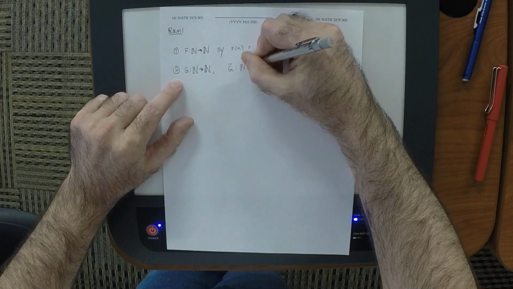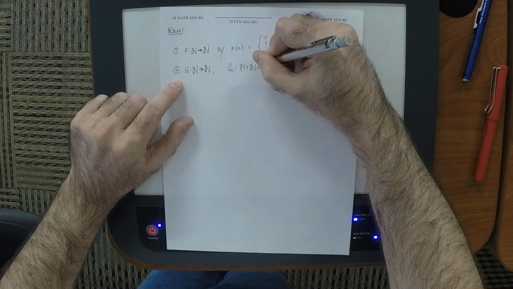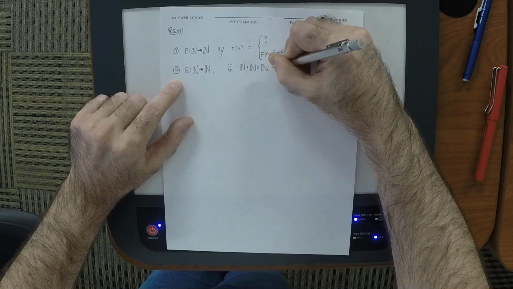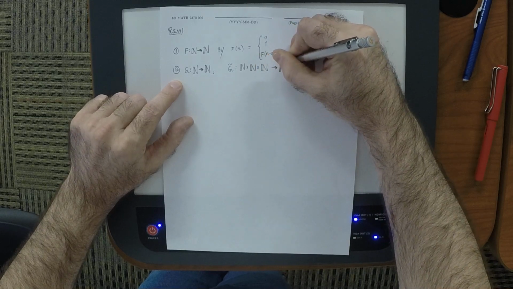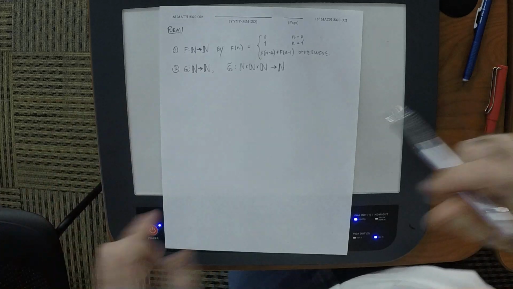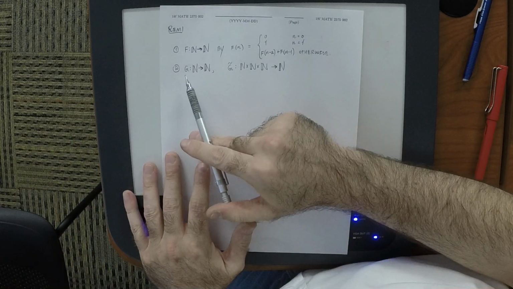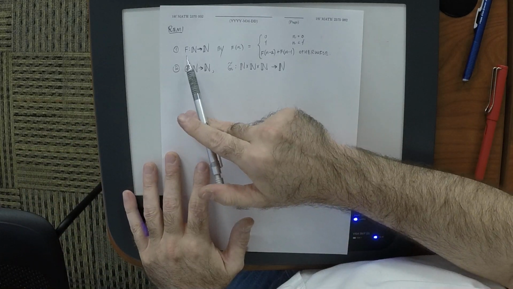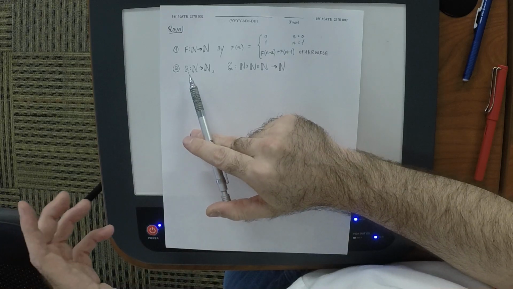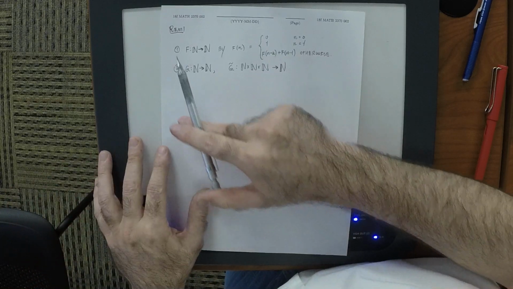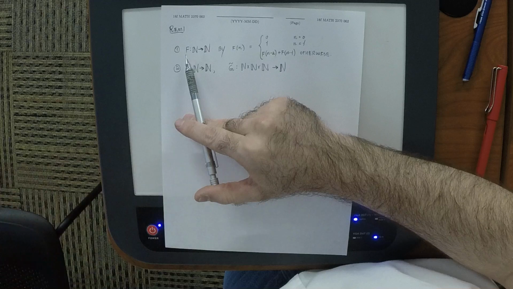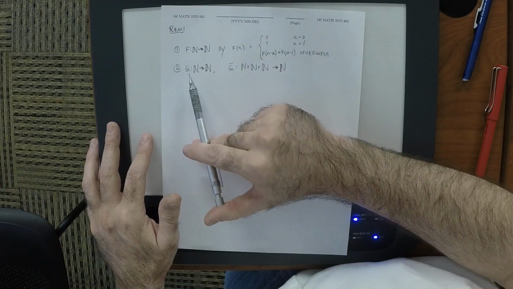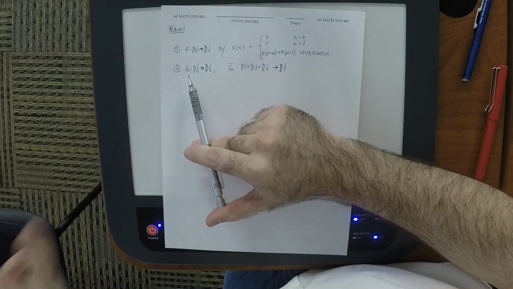Right, naturals, cross naturals, cross naturals to naturals. Okay, so what I'm saying is that F and G have the same signature, and they mean the same thing. So like F of 100 means the 100th Fibonacci number. G of 100 means the 100th Fibonacci number.